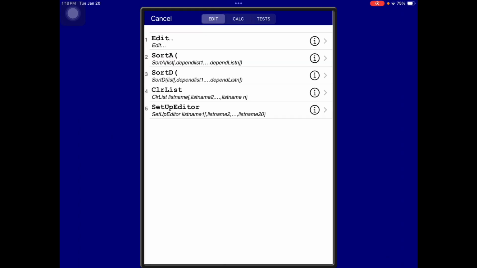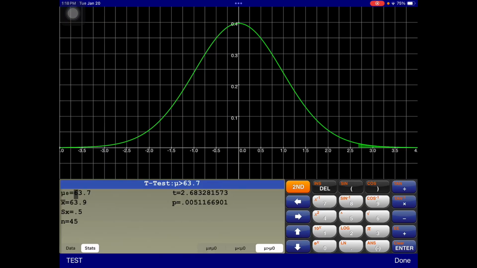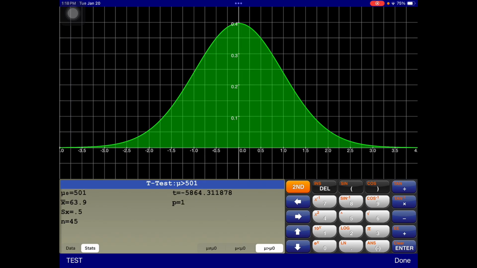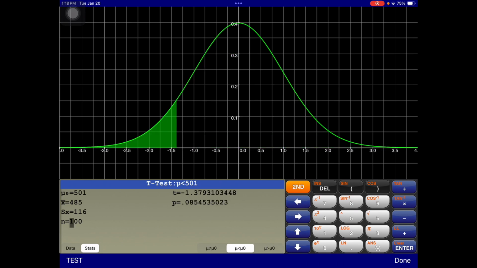On the graphing calculator, we're going to go to stat, test, and again t-test. From here, we're going to enter in our mean, which is 501, x bar, which is 485, Sx, which is 116, and our sample size is 100. This is a left-tailed test, so make sure to select left-tailed or less than. From here, you should get your p-value.